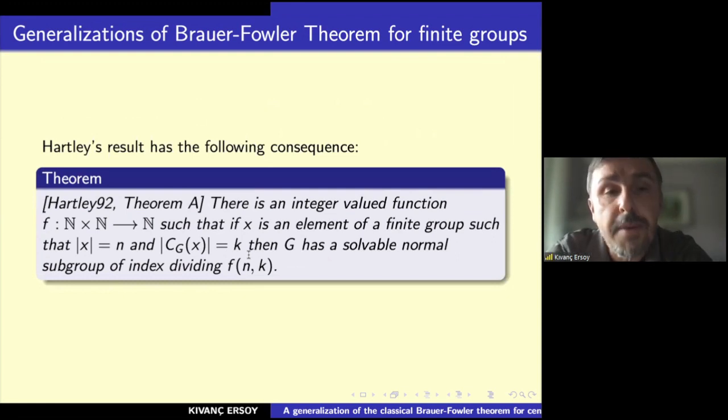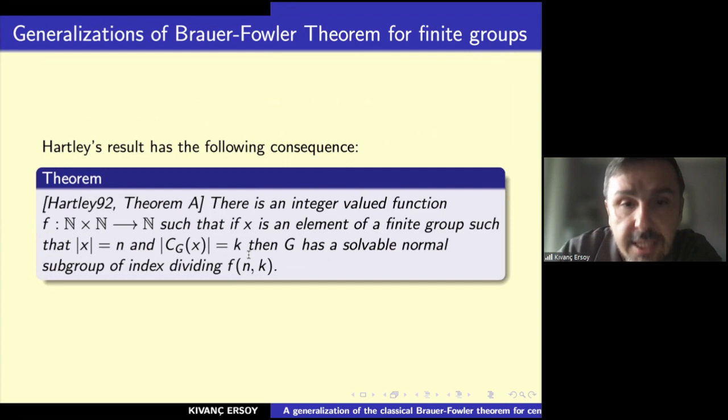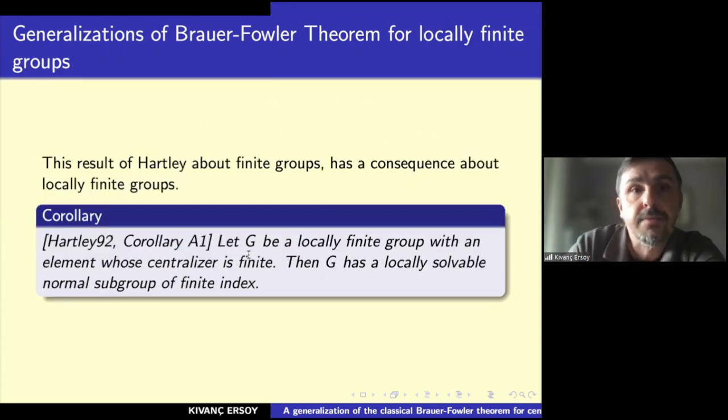So in the same paper, he proves the following generalization for finite groups. So there is again an integer valued function. If x is an element of a finite group G such that the order of x is n, and the centralizer of x has order k, then G has a solvable normal subgroup of index dividing f of n and k. And this one has a consequence in locally finite groups.